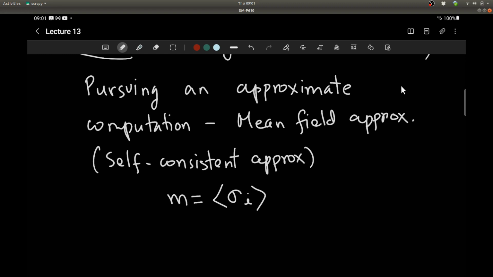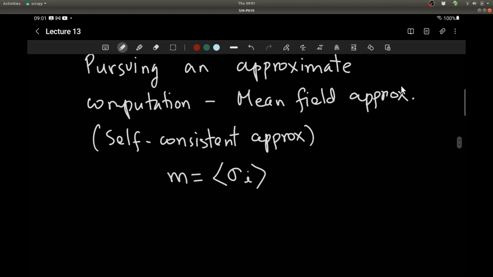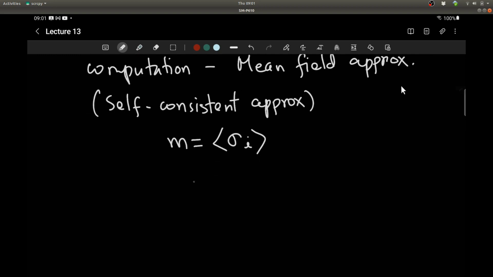Okay, so what we said is, if you go ahead and compute the expectation value of sigma i, that better be equal to m. So we did this computation and we got a formula, and the formula was m equal to one half tanh of beta times (B plus J y m).